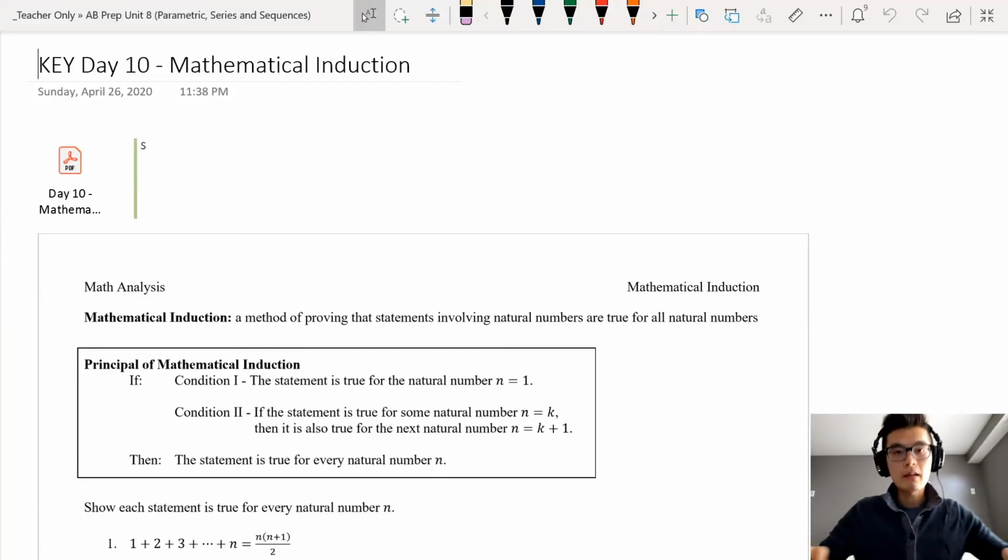Welcome guys to day 10 on mathematical induction. I'm going to warn you now, this is going to be quite math heavy. There's going to be a lot of letters, a lot of concepts we're going to apply together. Personally though, this is one of my favorite things to talk about, not necessarily for the content itself, but because of what you can do with the content.